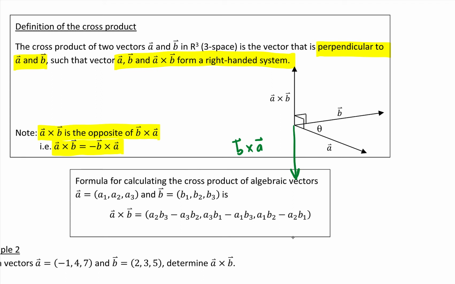So I'm going to play a short video for you right now that tries to explain how to determine the direction of A cross B.